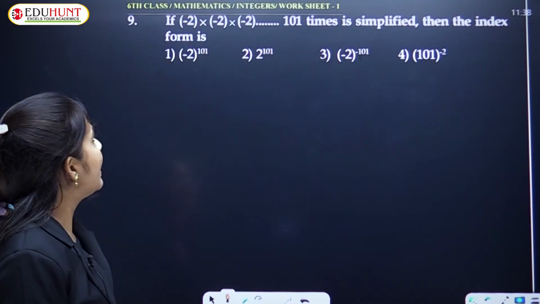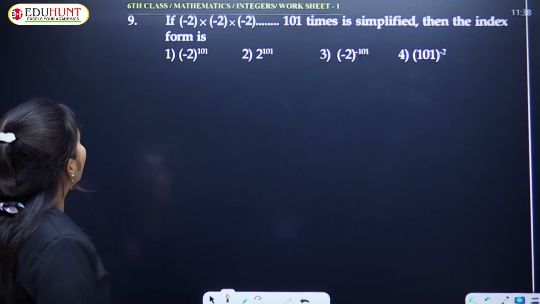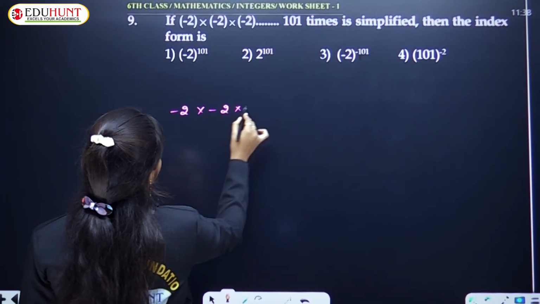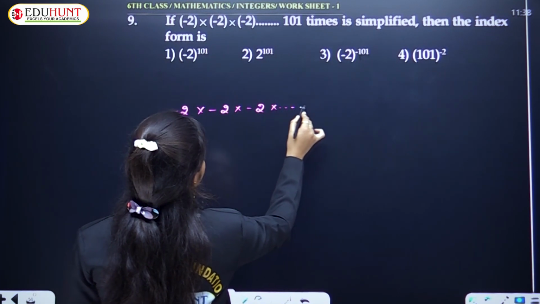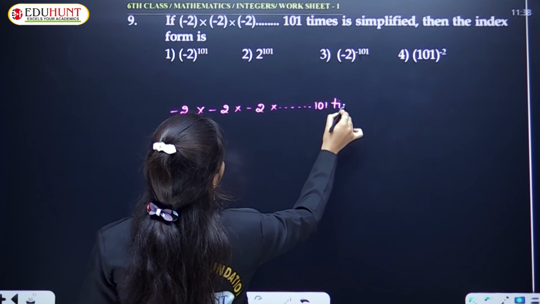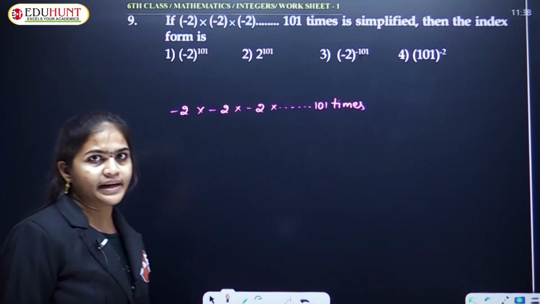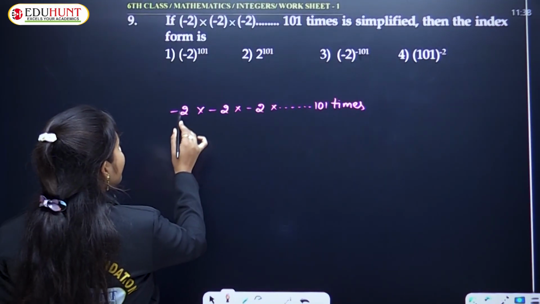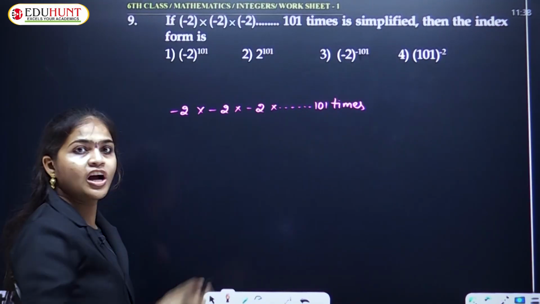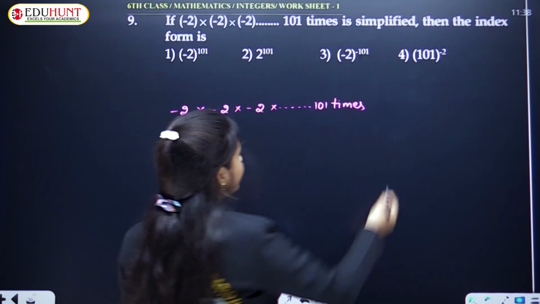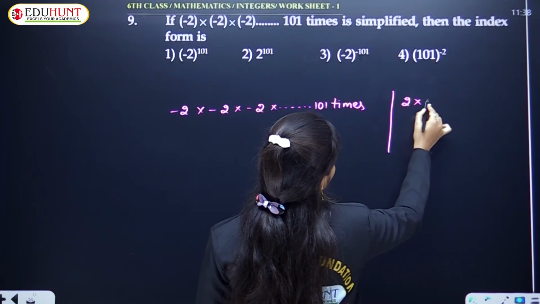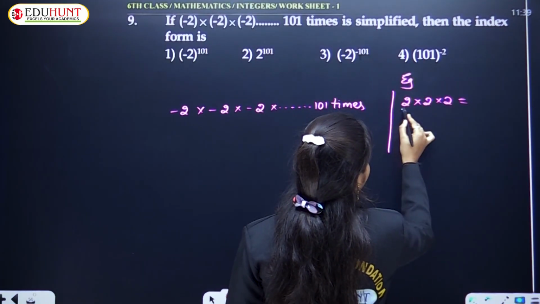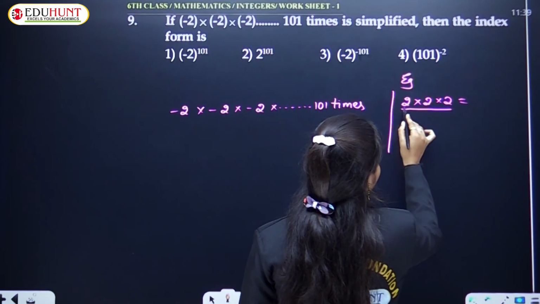Next question. And this is the last question from this worksheet. What is that? Minus 2 into minus 2 and so on up to 101 times is simplified. Then the index form is, see here, minus 2 is repeated how many times? Let us see here. 2 into 2 into 2, for example. So how many times is it there? 3 times. 1, 2, 3.